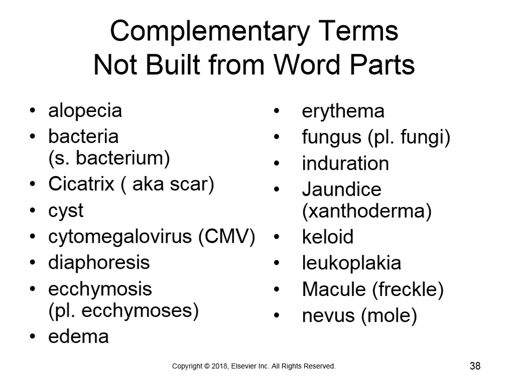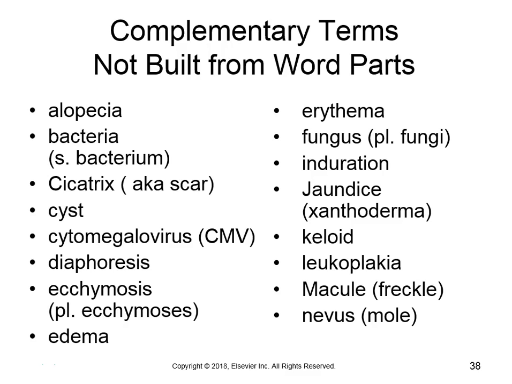Leukoplakia is where you have white spots or patches on your mucous membranes, oftentimes like in the inside of your mouth. It could mean cancer, not necessarily. Then we have fancy words for common terms. So we have a macule, which is the fancy word for a freckle. It's a flat, dark spot on the skin. So it's not elevated, it's just a flat, dark dot on your skin. And then we have a nevus, which is a mole.